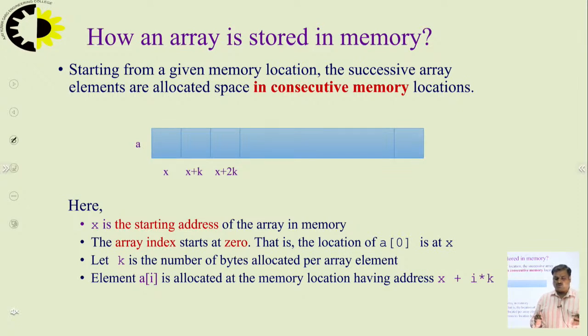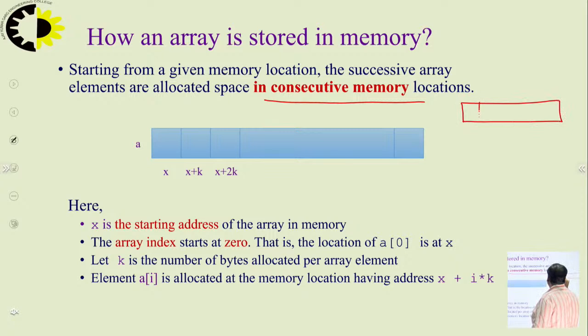If we want to store the array in the memory, these elements are stored in consecutive memory locations. For example, if I am having one array, and this array name is A and starting location is 1001 and it is of type integer. So what will happen if it is an integer array? So what is the size of this?